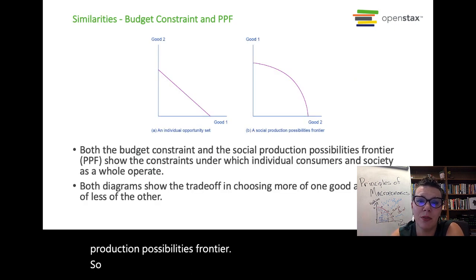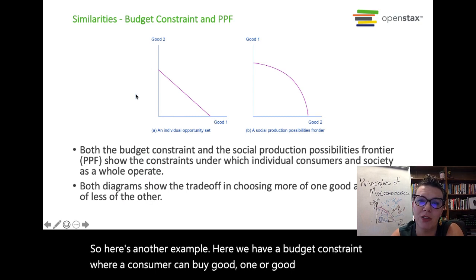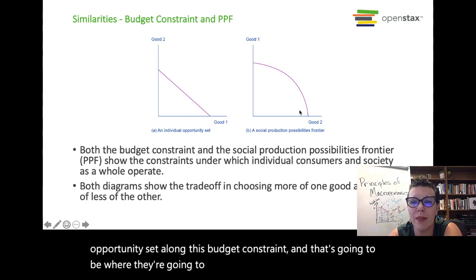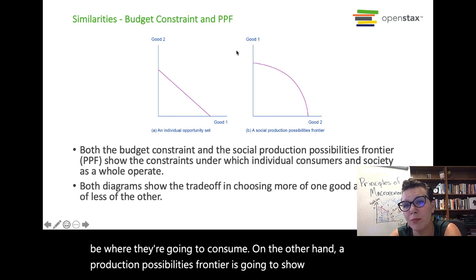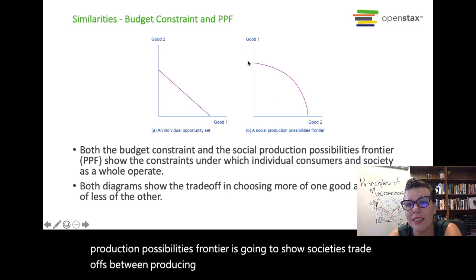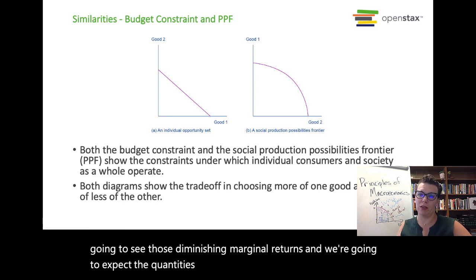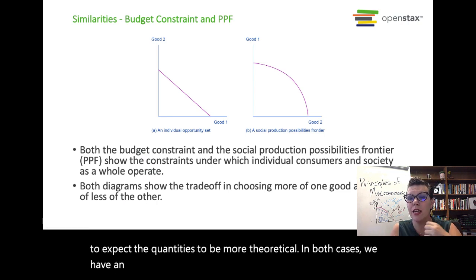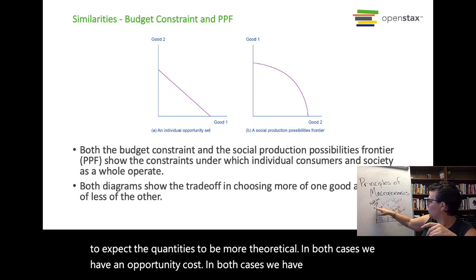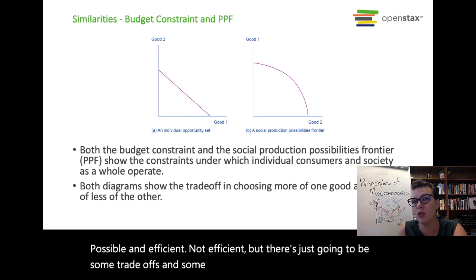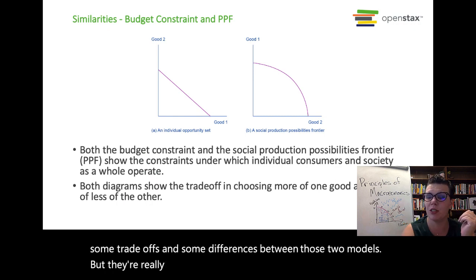So here's another example. Here we have a budget constraint where a consumer can buy good 1 or good 2. They have an opportunity set along this budget constraint, and that's where they're going to want to consume. On the other hand, a production possibilities frontier shows society's trade-offs between producing one type of good and another. We're going to see those diminishing marginal returns, and we're going to expect the quantities to be more theoretical. In both cases, we have an opportunity cost. In both cases, we have not possible, possible, and efficient, not efficient. But there are some trade-offs and differences between those two models, though they're really very similar.